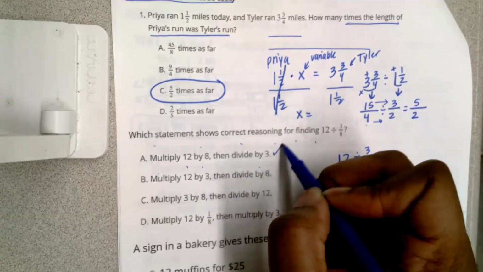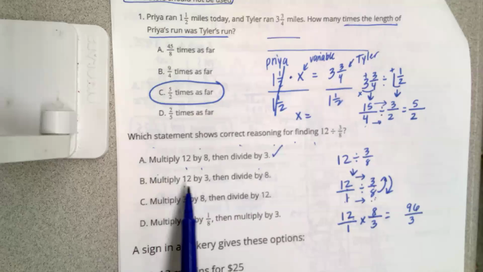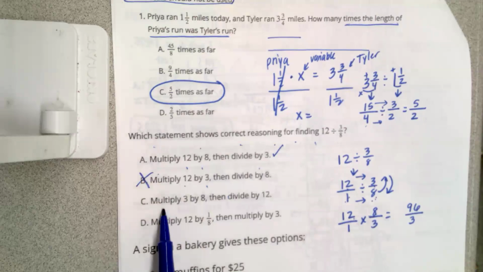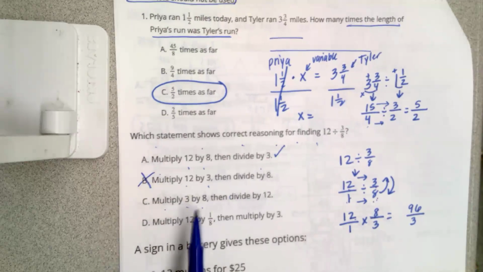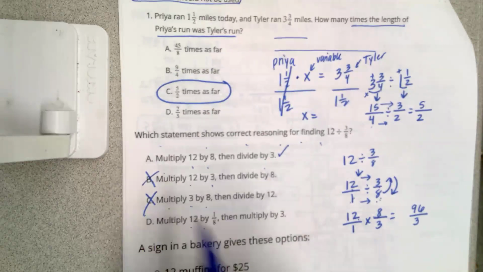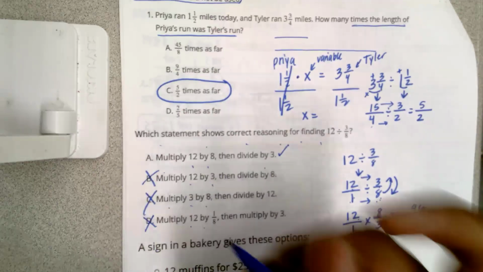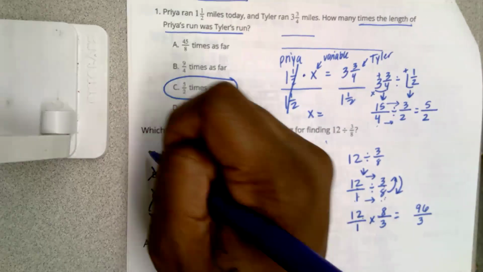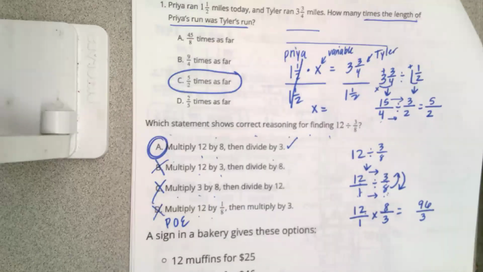That's an option. Did we multiply 12 times 3? No, we didn't do that. Did we multiply 3 times 8? No, we didn't do that. Did we multiply 12 times 1/8? No, we didn't do that. And that's known as process of elimination. So we know our answer has to be A.